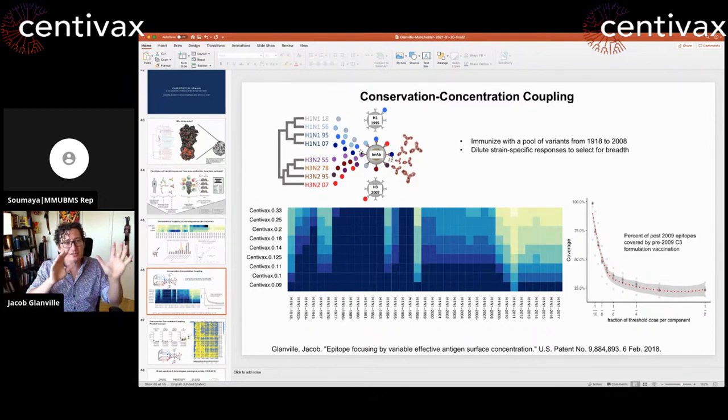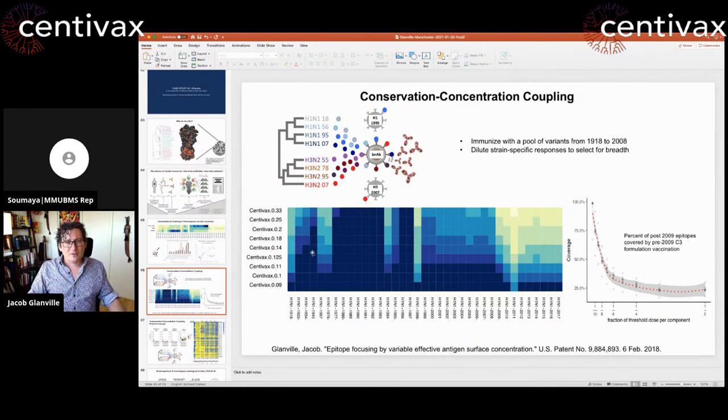So you're pushing the distribution towards the conserved epitopes. This is sort of the idea. You have an individual strain-specific B cell. It doesn't get enough antigen to activate, whereas a BNAb ends up recognizing everything or a large proportion, and so it selectively activates. That's the tech. Many combinations, many components, low concentration.